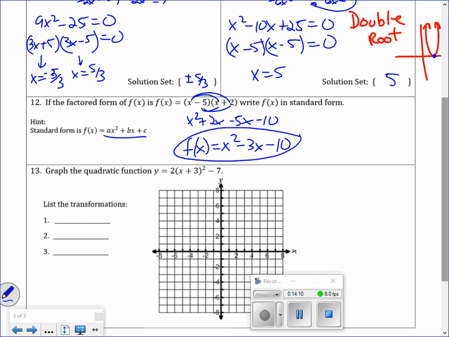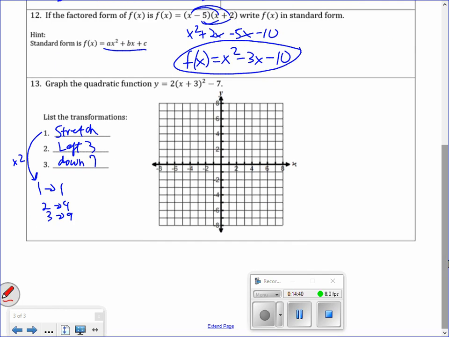All right, and last one here. I'm going to have to tell you my transformations. The 2 is going to stretch the graph. So normally the graph would have gone from the center, would have gone out 1 and up 1, or down 1. It would have gone out 2 and up or down 4, and then 3 would have gone to 9. But I'm going to have to stretch that. I'm going to have to multiply everything by 2. All right, it goes to the left 3 and down 7. So let me go left 3 and down 7, and here I am. Now I'm going to go out 1. I would have gone normally up 1, but I'm doubling that to 2.